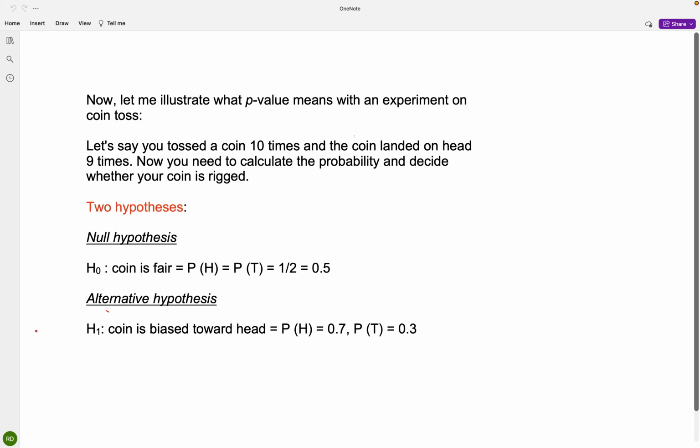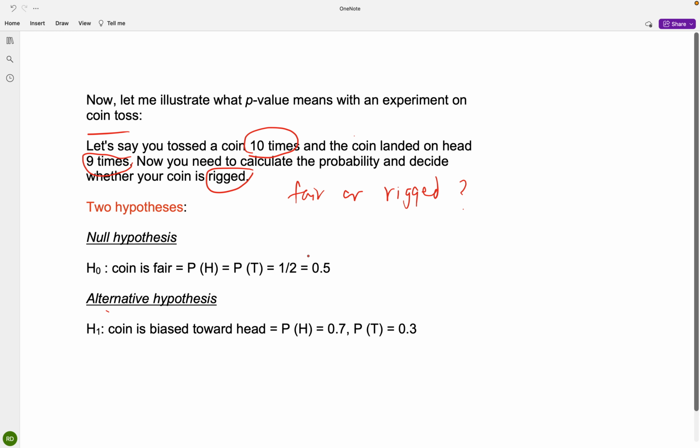Now, let me illustrate. We talk about p-values in the abstract a lot. Now let's get to the crux of what p-value means. Let me illustrate with a coin toss experiment. Let's say you tossed a coin 10 times, and the coin landed on head 9 times. Now you need to calculate the probability and decide whether your coin is rigged or biased. Is it a fair coin or rigged? That's what you're trying to find out with the p-value.